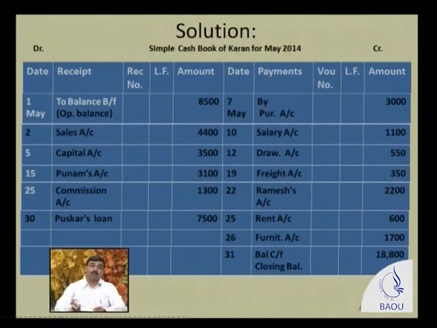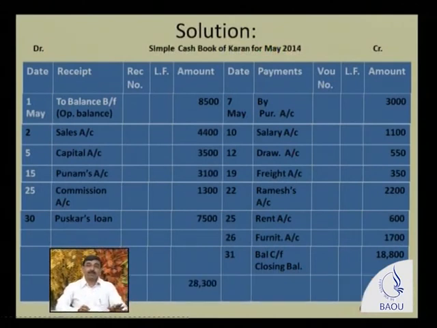From whom did we borrow this loan? Pushkar. So Pushkar's loan account has been credited. See on the receipt side, last transaction, 30th date, to Pushkar's loan account, in front of it 7500 rupees is written. So this is what it is all about. The amount of cash has been received and recorded on the receipt side. Now all the transactions are recorded.